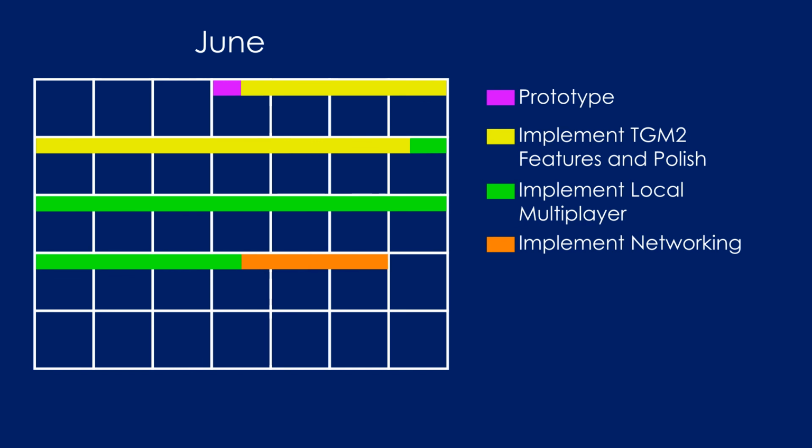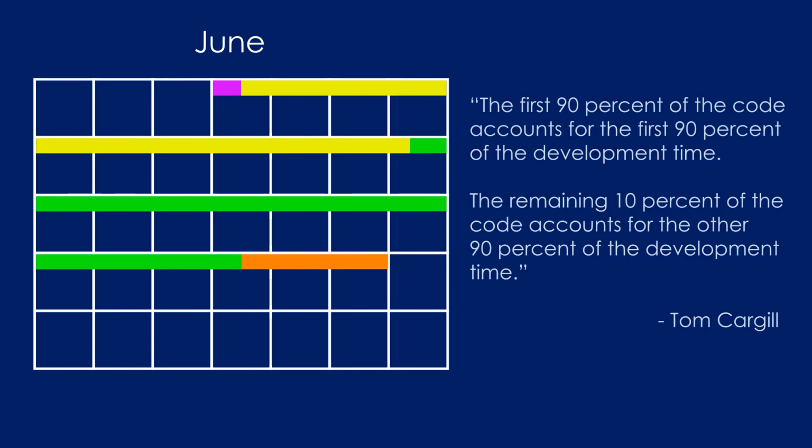Well, technically, I did finish the game in a week if multiplayer wasn't added. I guess this is a good example of the 90-90 rule. The first 90% of the code accounts for the first 90% of the development time. The remaining 10% of the code accounts for the other 90% of the development time.